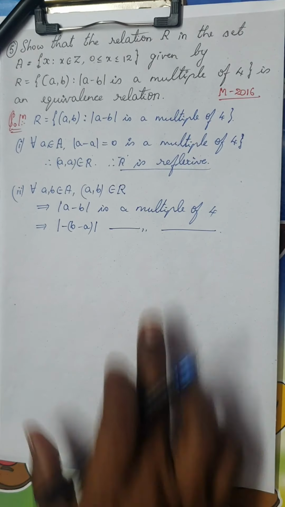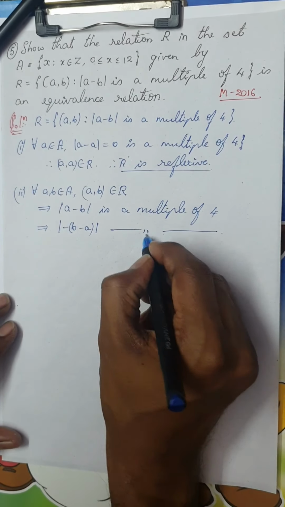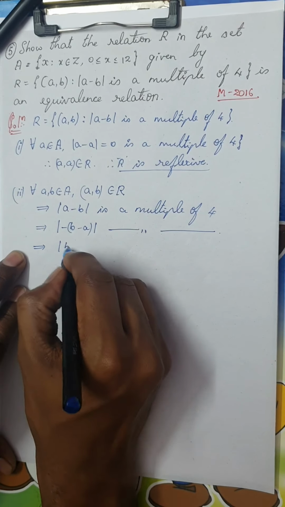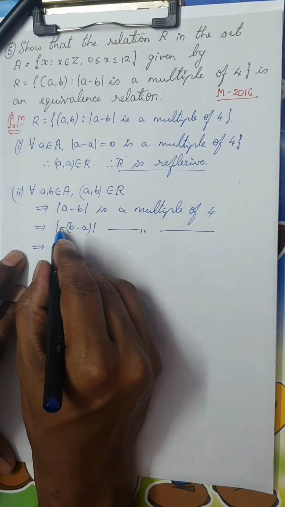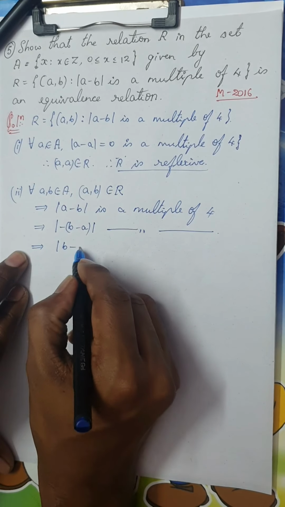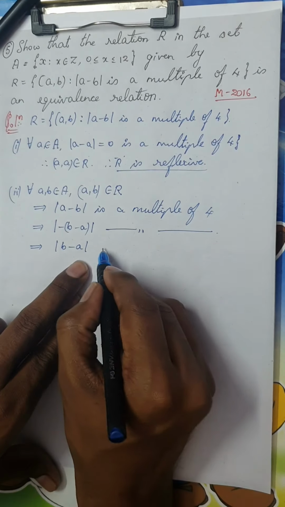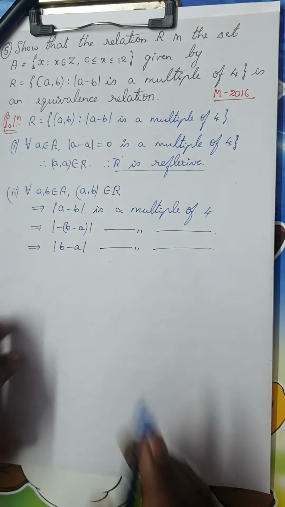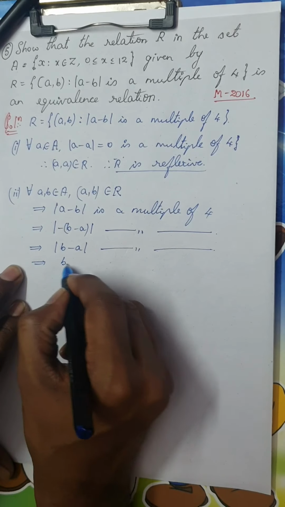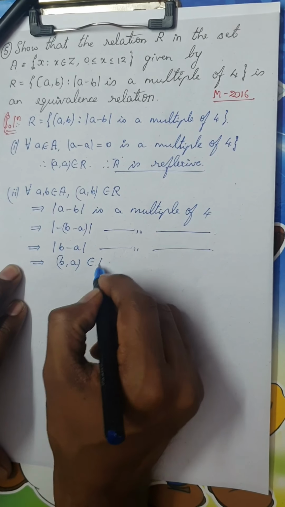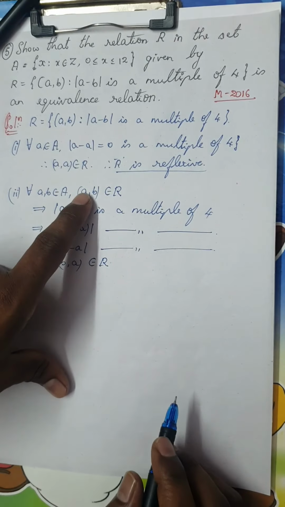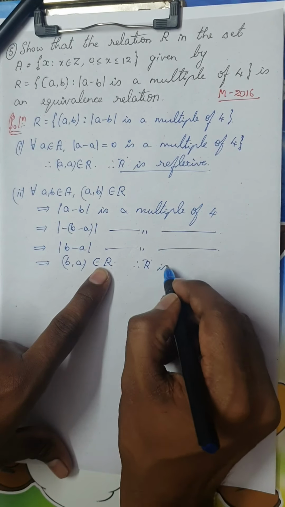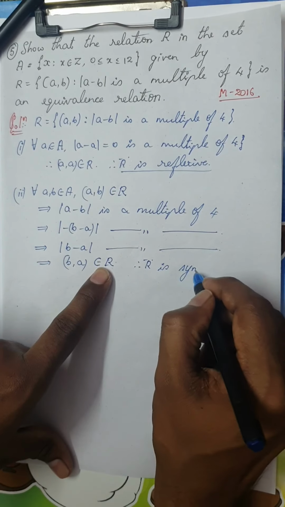Please, don't write this as in an examination. Okay. Now, if modulus of B minus A is a multiple of 4, negative of B minus A. We know for a modulus function, negative is nullified. So, modulus of B minus A would be a multiple of 4. Because modulus of B minus A is a multiple of 4, I can write B comma A belongs to R. I started with A comma B belongs to R. I got B comma A belongs to R. Therefore, I will write R is symmetric.